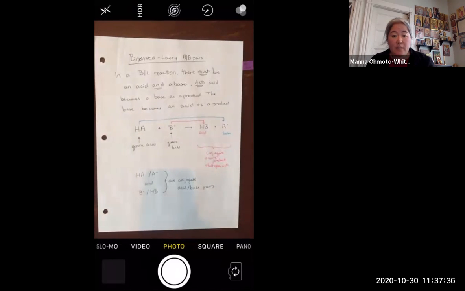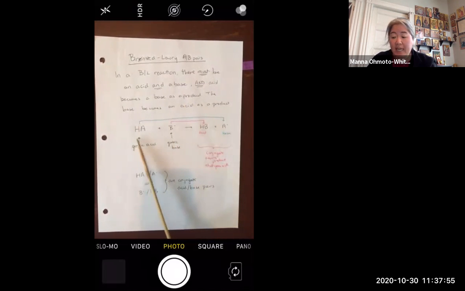Brønsted-Lowry acid-base pairs. So in a Brønsted-Lowry reaction, just a reminder that you have to have an acid and a base because we're transferring a proton from one thing to the other. So something gives, something receives. And the acid and the base then are formed as a product. So the base becomes an acid as a product.